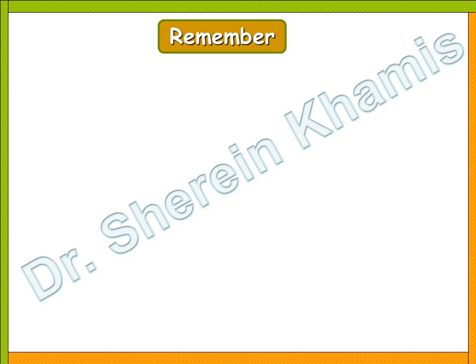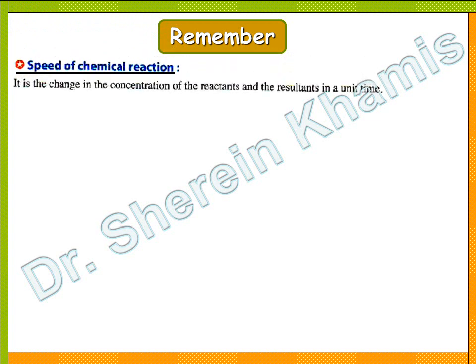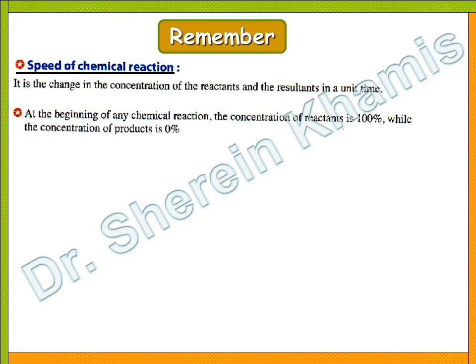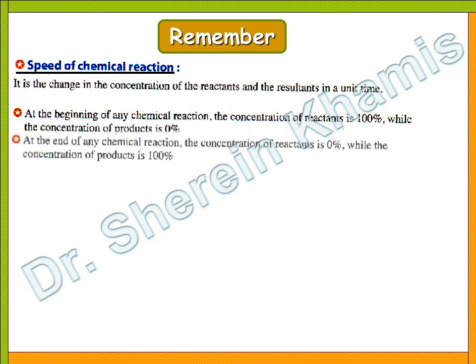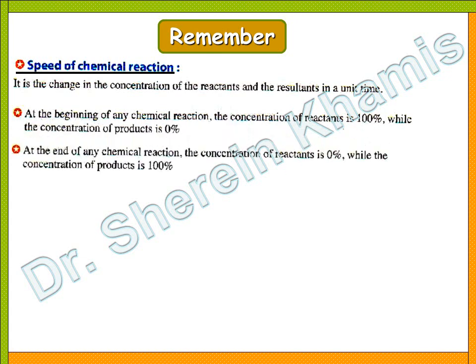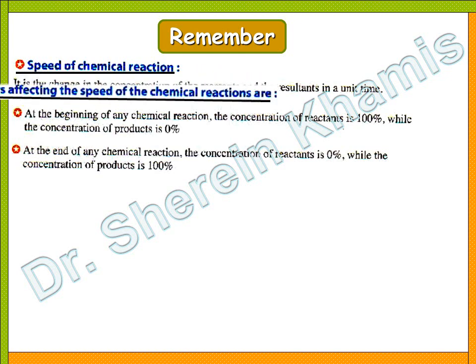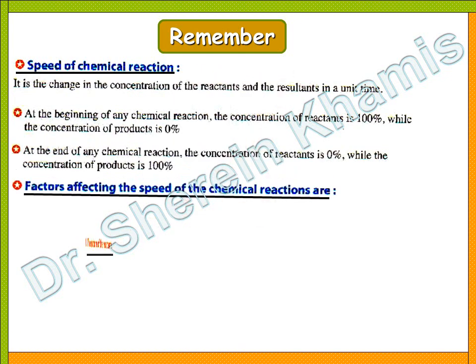Okay, we will summarize our lesson today. Speed of chemical reaction: we have the factors affecting the speed of reaction and its meaning. The speed of a chemical reaction means the change in concentration of reactant and the resultant in a unit time. At the beginning of any chemical reaction, the concentration of reactant will be 100, while at the end it will be 0. At the end of the reaction, the concentration of reactant is 0.